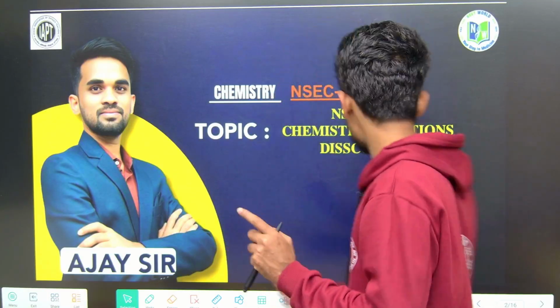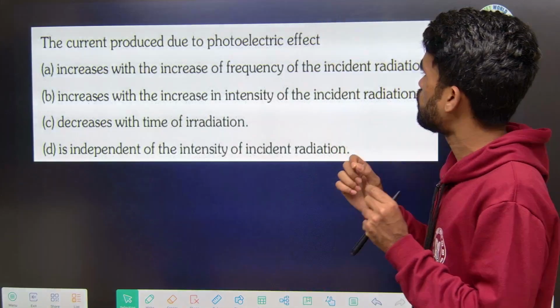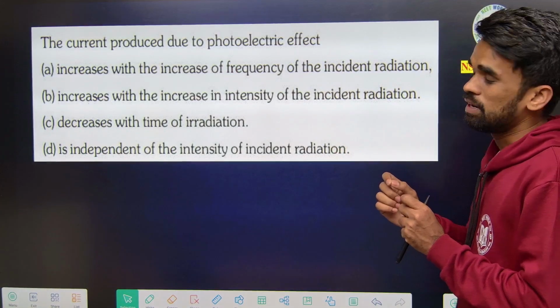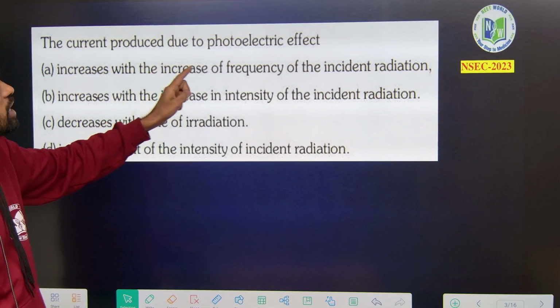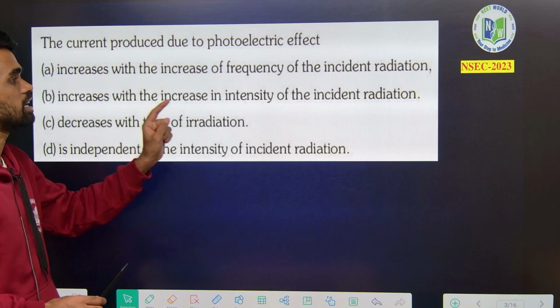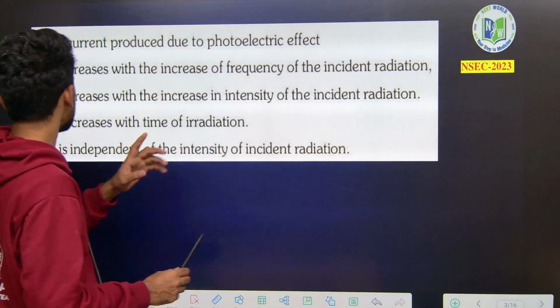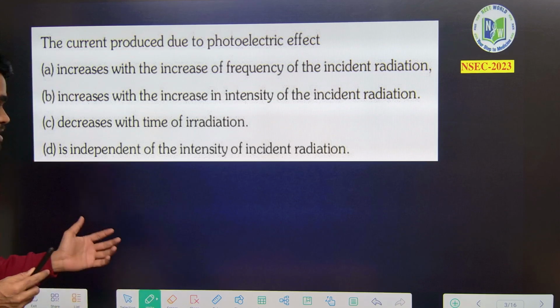Okay, the first question here is: the current produced due to photoelectric effect, what happens? It increases with increase in the frequency of incident light, or increases with the increase in the intensity of incident radiation, or decreases with the time of irradiation. So tell me, how can we answer this question?